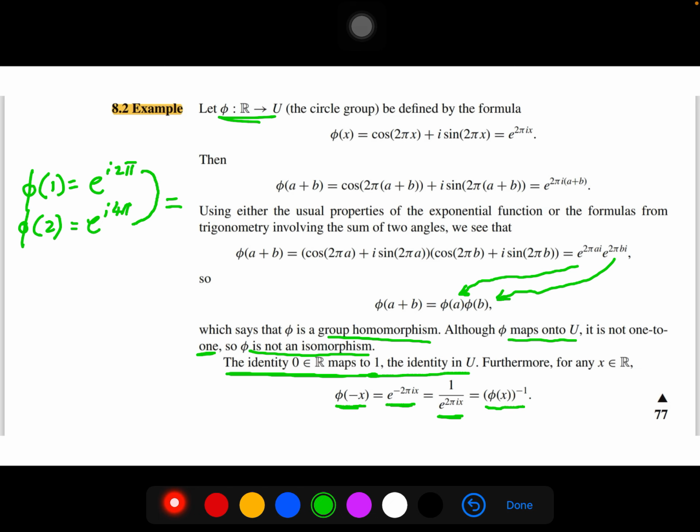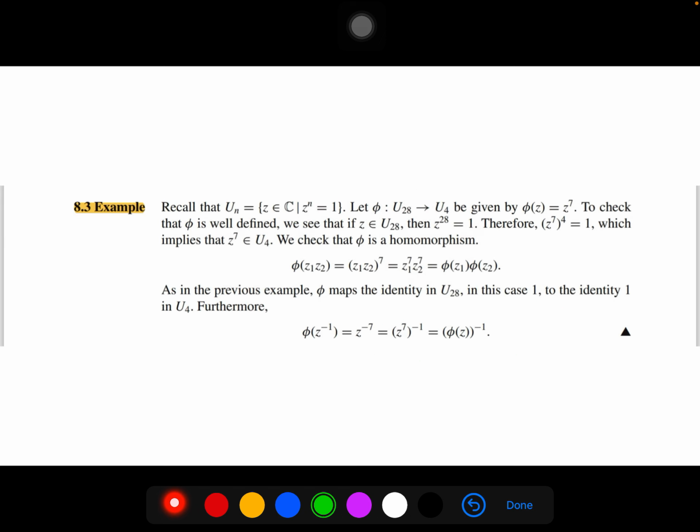Okay, why do we talk about this identity and inverse? Because we want to come up with a nice property at the end of this video. Okay, before we go to that one, look at another example.